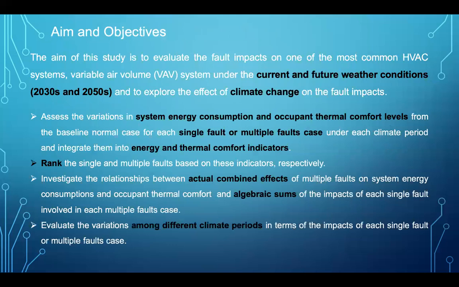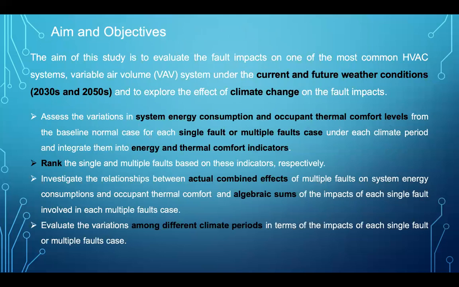The aim of this study is to assess the fault impacts on one of the most common HVAC systems, VAV system, under the current and 2030s and 2050s weather conditions, and also to investigate the effect of climate change on the fault impacts. There are four main objectives in this study.